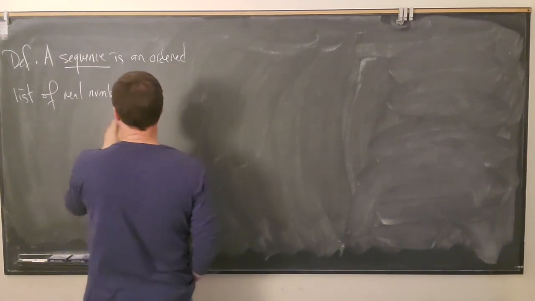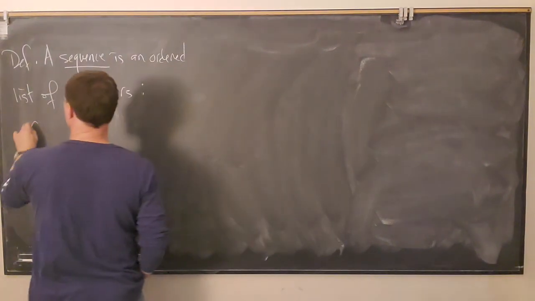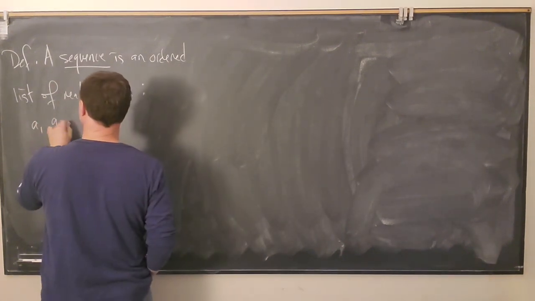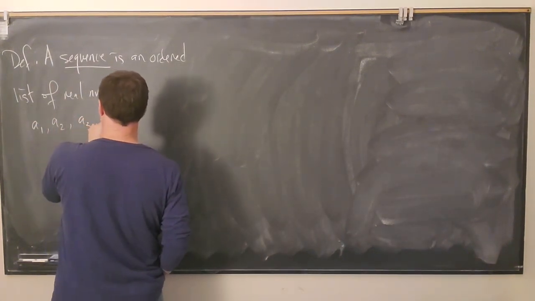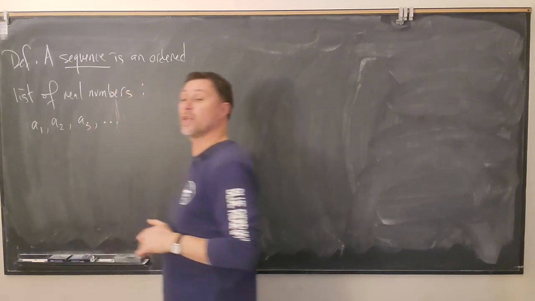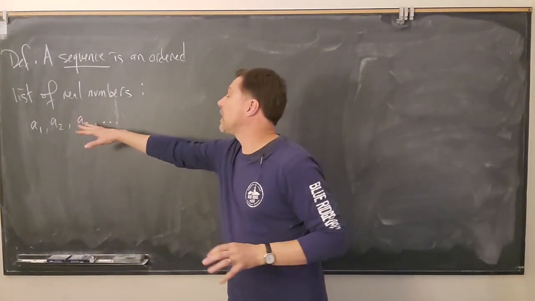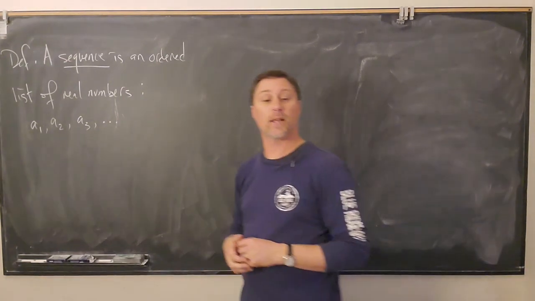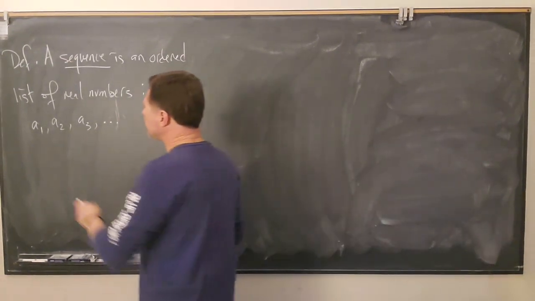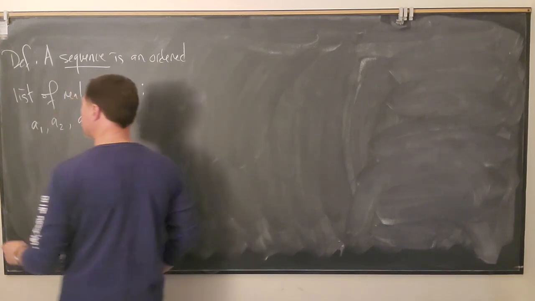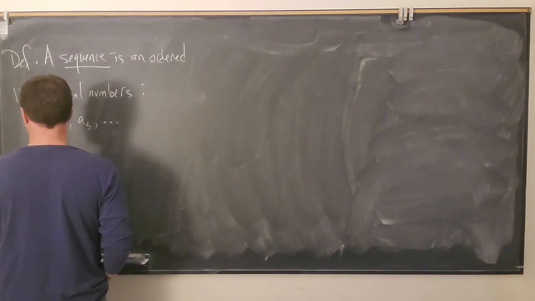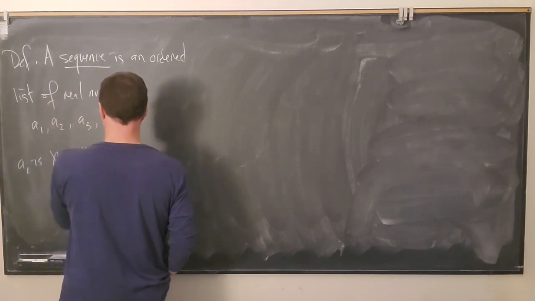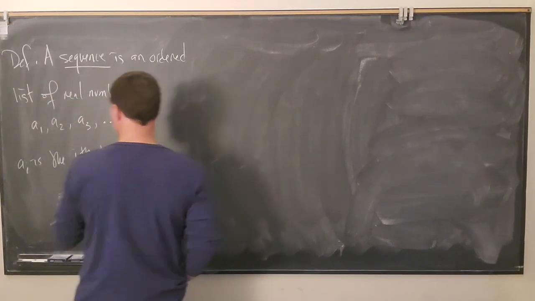Typically, we'll write it out like this. So our sequence will go like this. A sub 1, that's the first of the numbers. A sub 2 is the second. A sub 3, and so on. For the most part, we'll be interested in sequences which are lists of numbers that go on forever. So to indicate that it goes on forever, I'll just put a little ... here. Each of these numbers is called a term of the sequence. So A sub i is the ith term of the sequence.